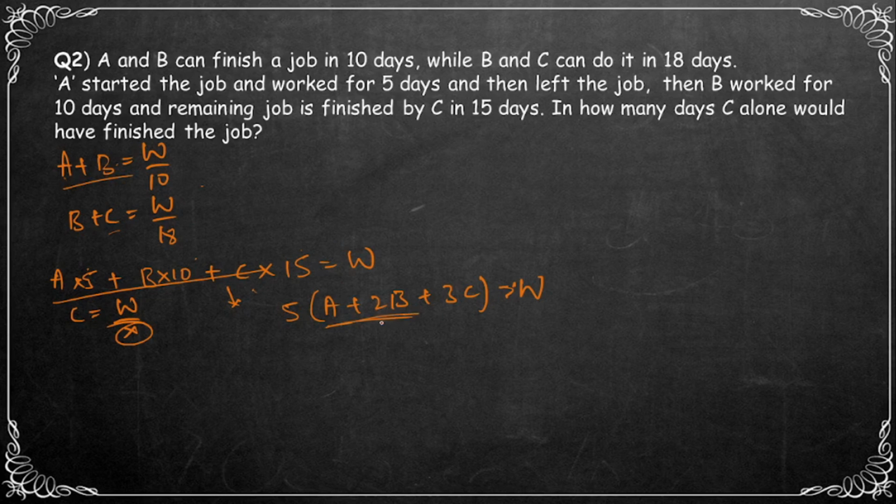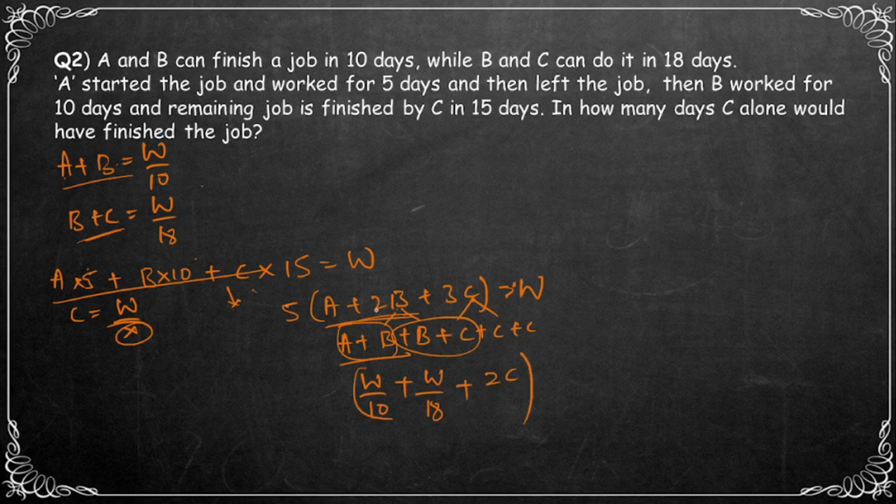Now if we want to form A plus B out of this, we can write like this: 2B can be split into B plus B. Similarly, 3C can be split into C plus C plus C. Now A plus B we already have from here. We need B plus C, which is already here. We simply substitute values of them. So W by 10 plus B plus C is W by 18 plus C plus C is 2C is equal to, 5 goes that way, this is W by 5.